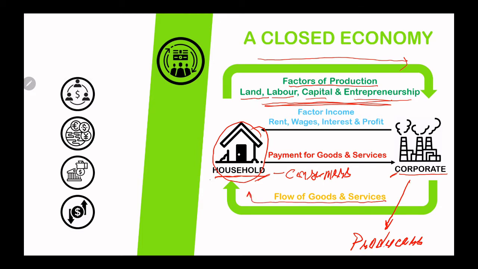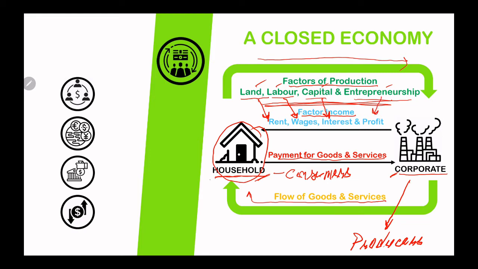All right. Once the household has bought the goods and services, they provide the payments for goods and services to the corporate. In the same way, the corporate is also buying the land, the labor, the capital, the entrepreneurship as the factors of production, so they provide factor income. Land earns rent, labor earns wages, capital earns interest, entrepreneurship earns profit.